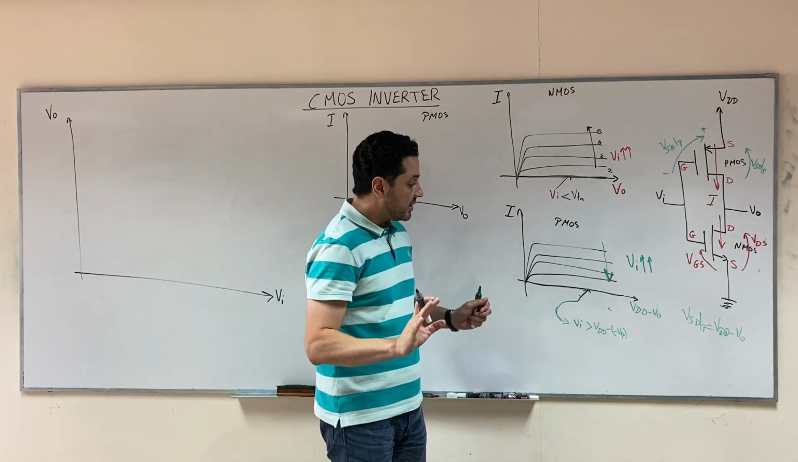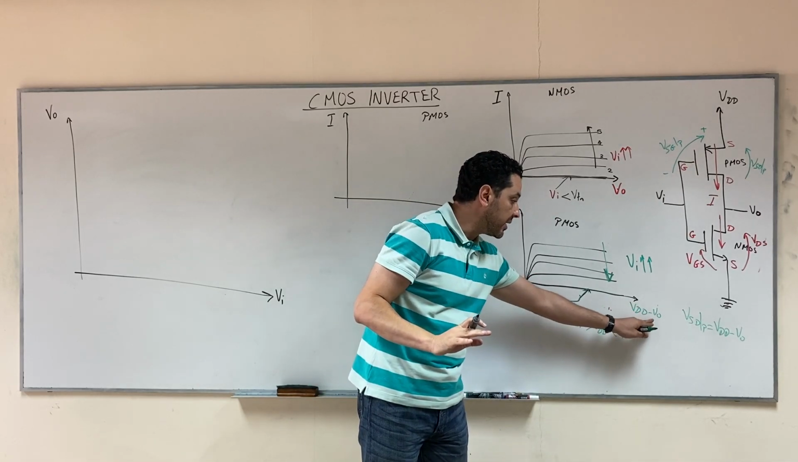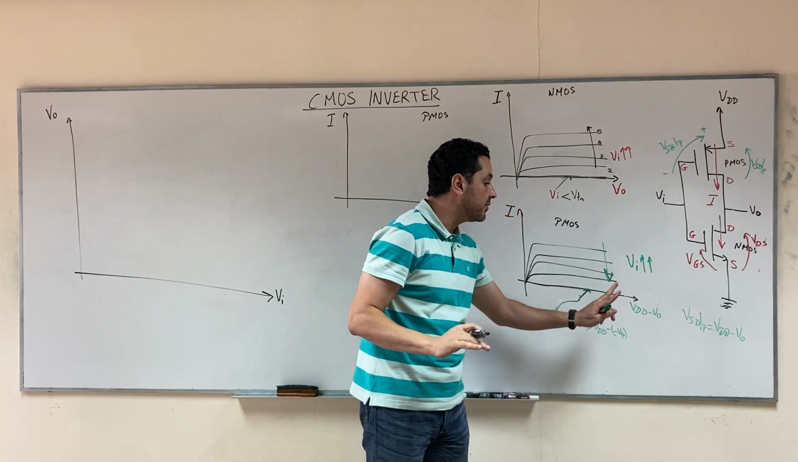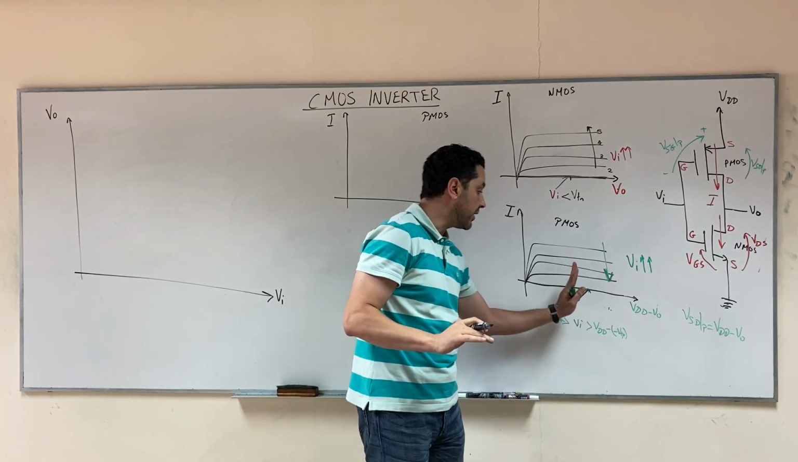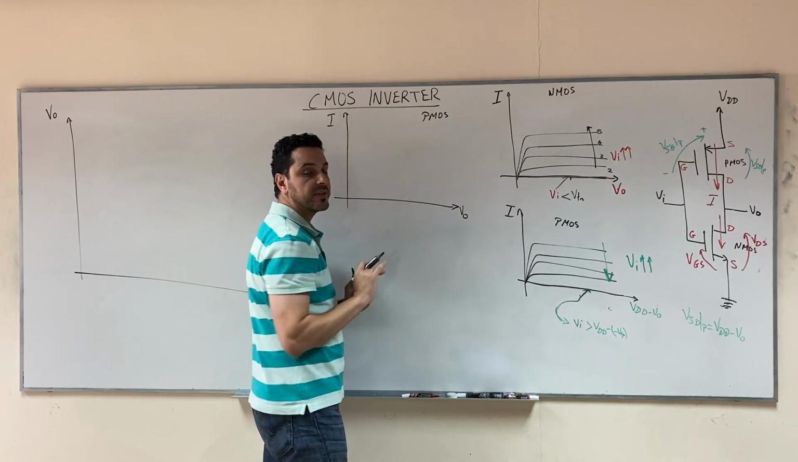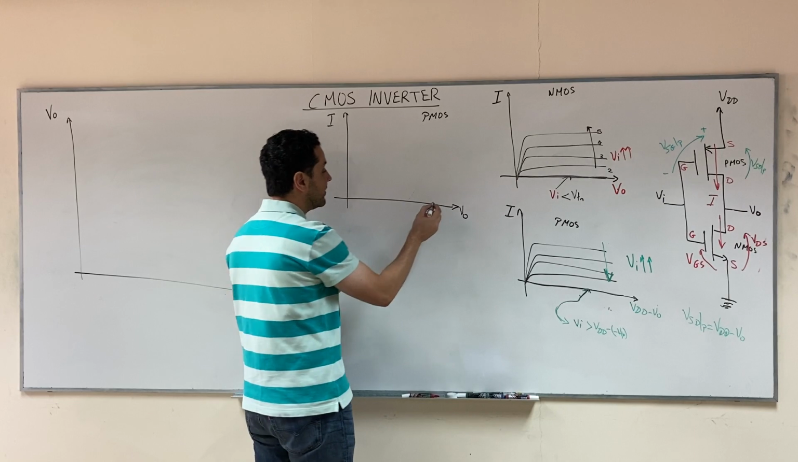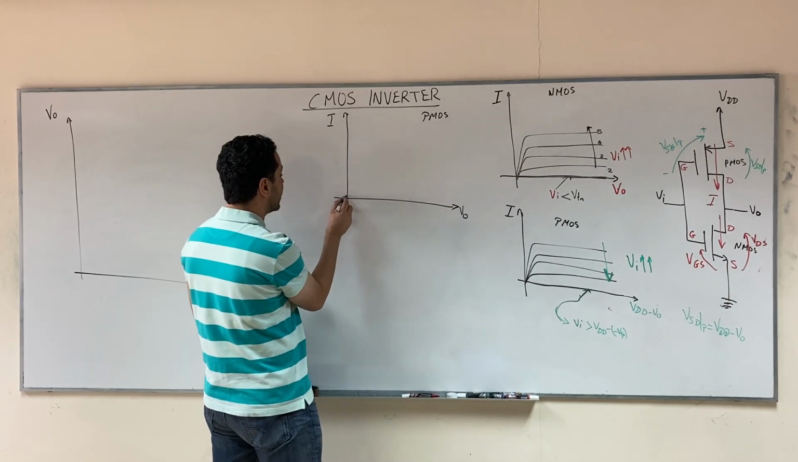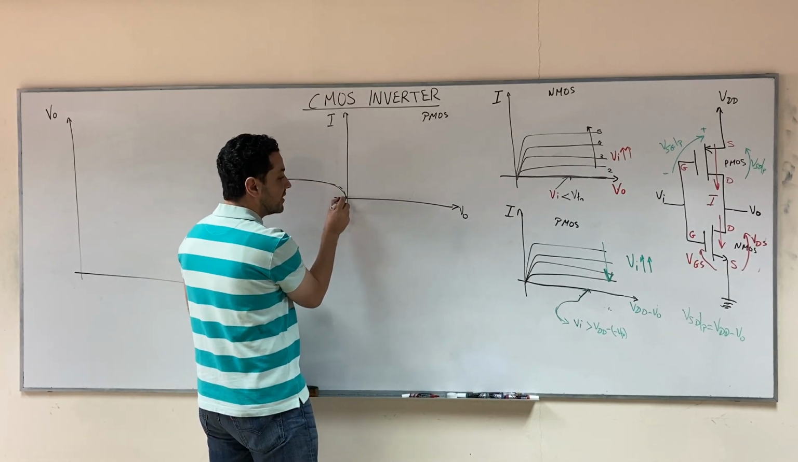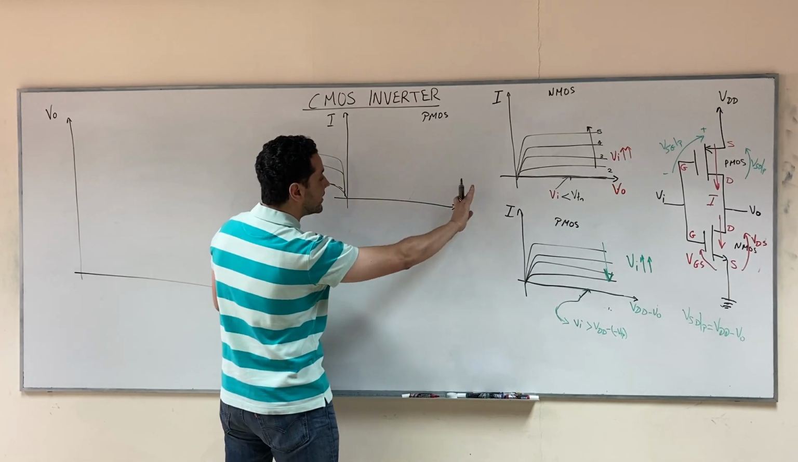If you think about it, you will find that if you have a curve plotted with VDD minus V out and you want to plot it with V out, first you have to reverse the curve, reflect it to the other side, and then you shift it by VDD. So first you reflect the set of curves like this, and then you shift them by VDD.